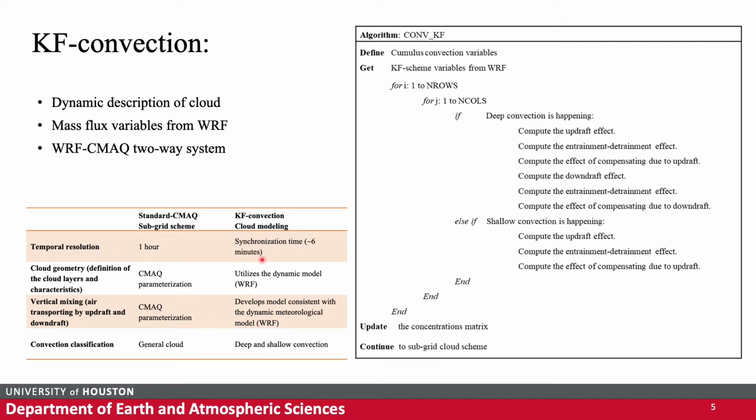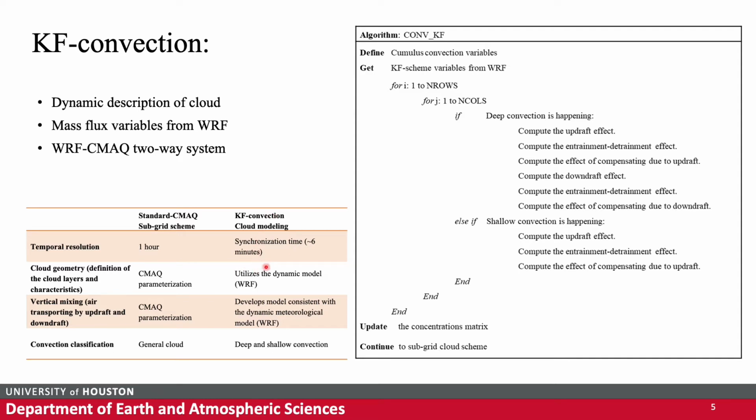So this table shows the main differences between the standard CMAQ subgrid scheme and the KF convection cloud modeling. The temporal resolution for standard CMAQ is 1 hour, but we were able to use a synchronization time of 6 minutes because of the WRF-CMAQ two-way system.